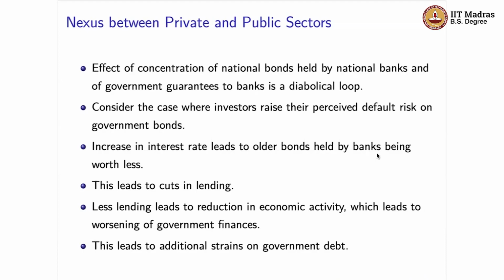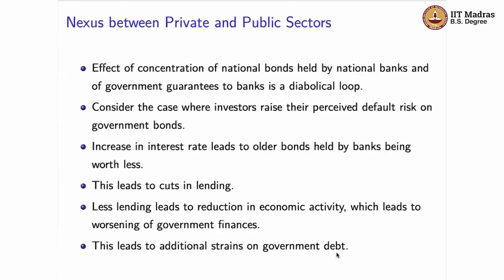So remember the formula for the present value of a bond, for instance, the price of a bond. The interest rates are negatively related with the price of the bonds, right? So if these assets are losing value, that would also lead to banks reducing the lending that they were doing, right? Basically, if their assets shrink, then the banks also respond by trying to cut down on other lending, as we have discussed before. And as a result of this reduction in lending, that also tends to reduce economic activity, which again leads to further worsening of government finance, right? And this leads to additional strains on government debt, right?